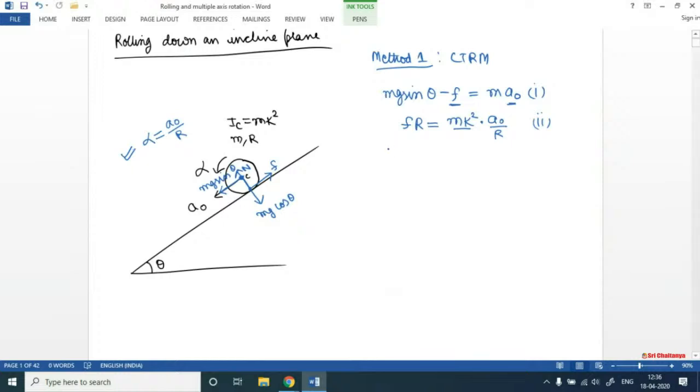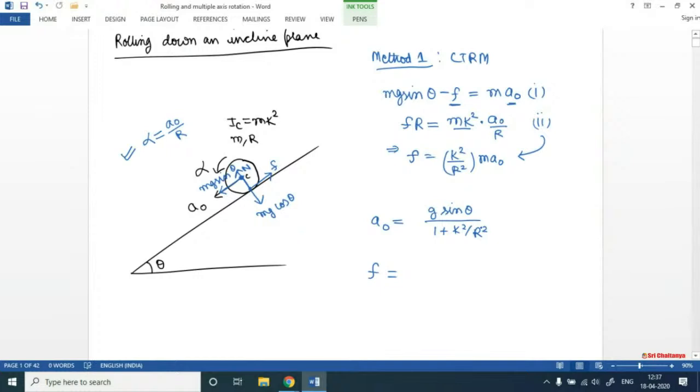So I just want to rearrange the second equation in this form. Like that would be k square by r square times m a naught. So this is basically equation number 2. Using equation 1 and equation 2, we can very well solve for a naught, and we can find out the value of friction as well. So the value of a naught we will be getting is g sine theta divided by 1 plus k square by r square over here.